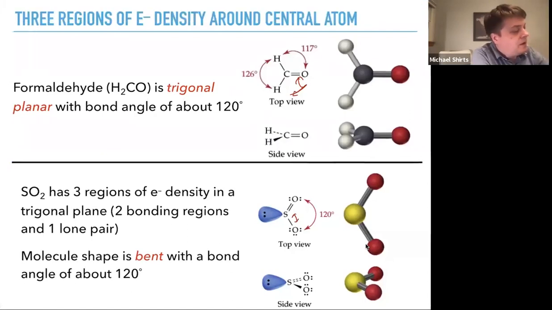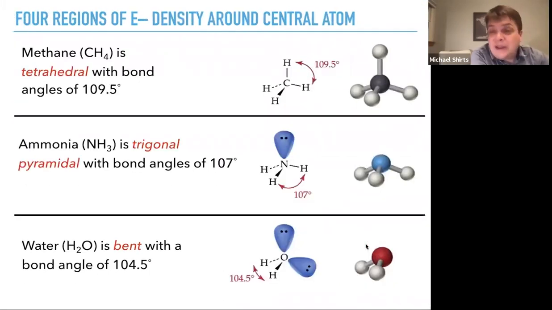Okay, so we handled 3 regions of electron density. Let's go up to 4 regions of electron density. So methane is tetrahedral with a bond angle of 109.5 degrees. Methane's 4 regions of electron density are 4 bonds to the 4 hydrogens, and they're all equivalent. By symmetry, they're all exactly the same, and so they'll be spaced as far apart as you possibly can get, 109.5 degrees.